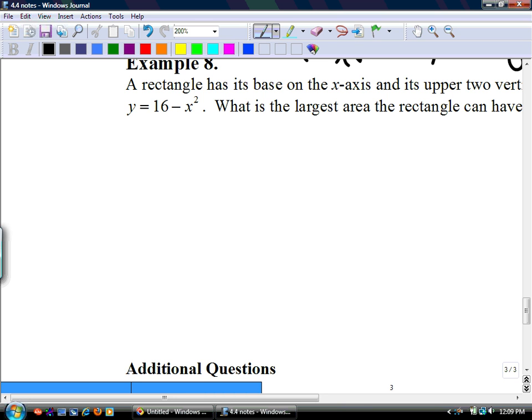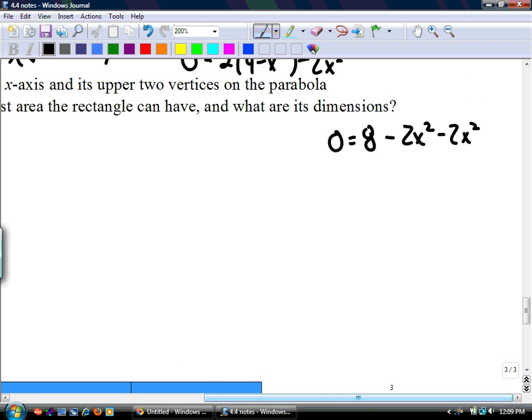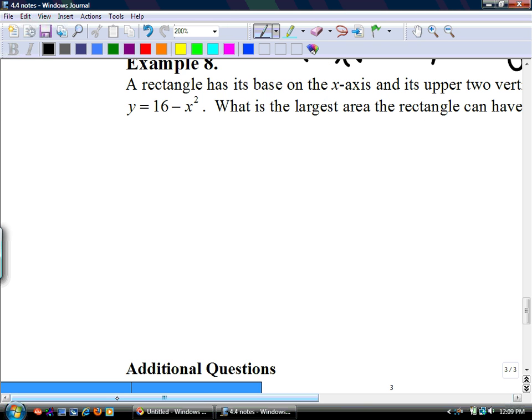We're going to just start this one. I want to see if you guys can start this one. So a rectangle has its base on the x-axis, and its upper two vertices are on the parabola y equals 16 minus x squared. What is the largest area the rectangle can have? What does it say? Can have, and what are its dimensions?